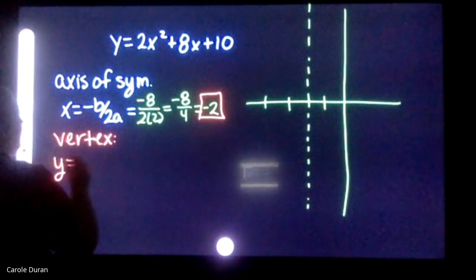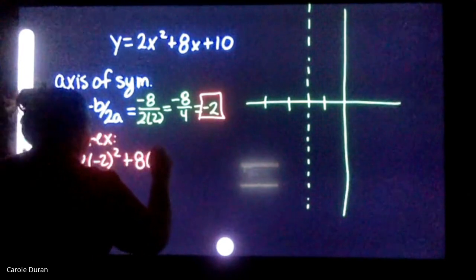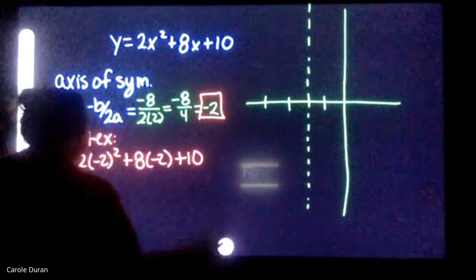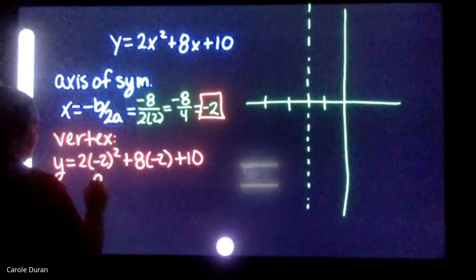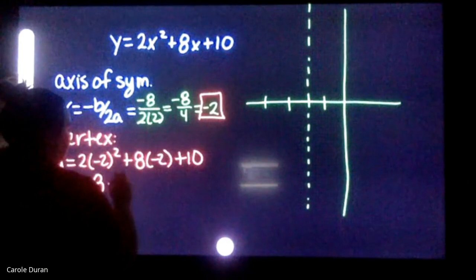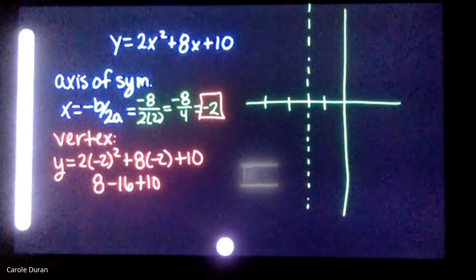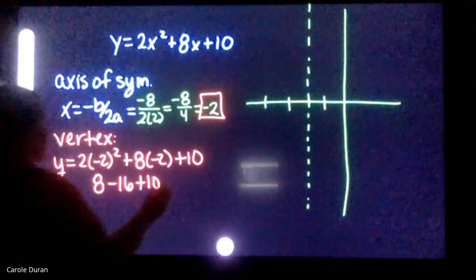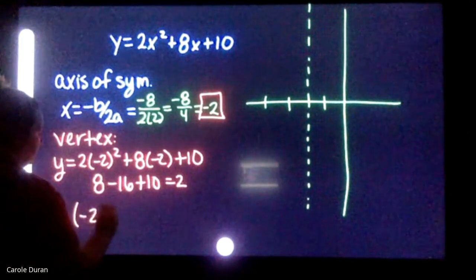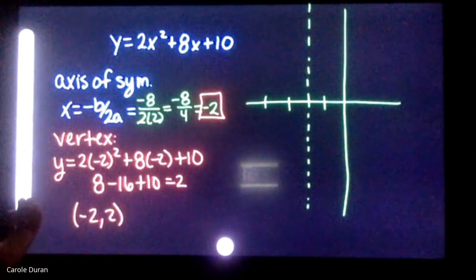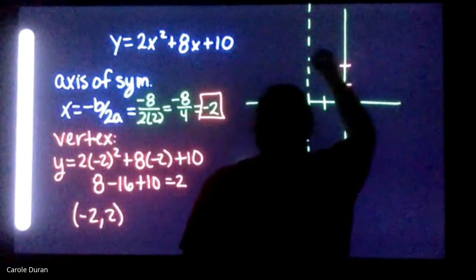When I do, I get y equals 2 times negative 2 squared plus 8 times a negative 2 plus 10. Negative 2 squared is 4. 4 times 2 is 8. Negative 2 times 8 is negative 16. Then plus 10. 8 minus 16 is negative 8. Plus 10 is positive 2. So then my vertex is at negative 2, 2. So that's the first point that I'm going to put down on my graph.